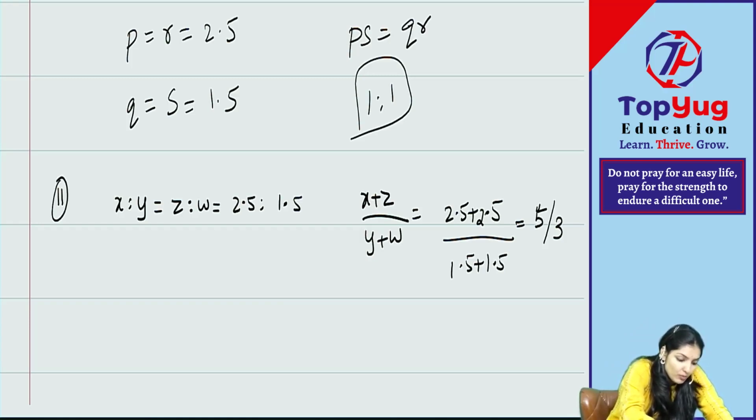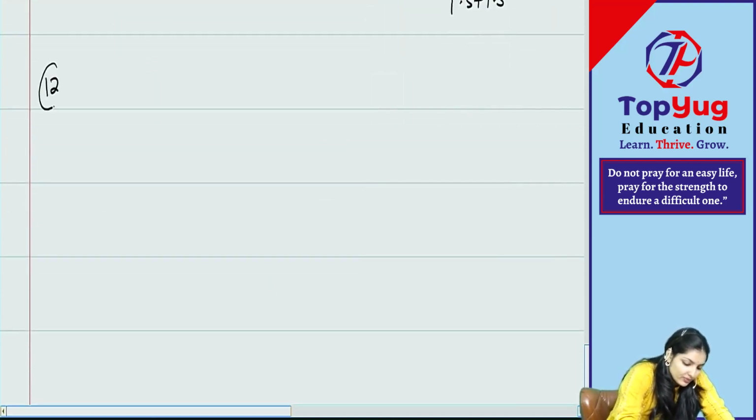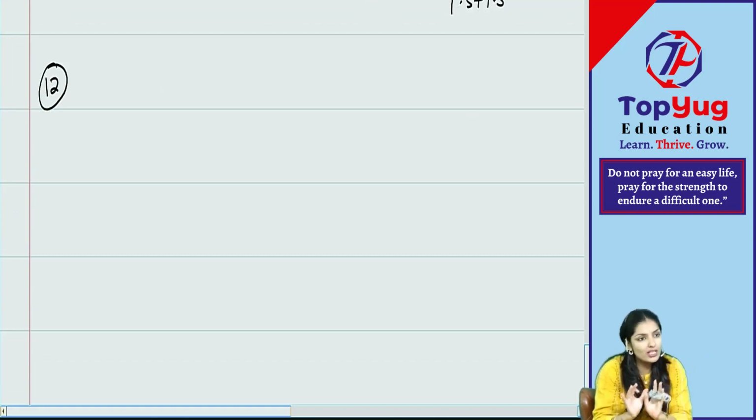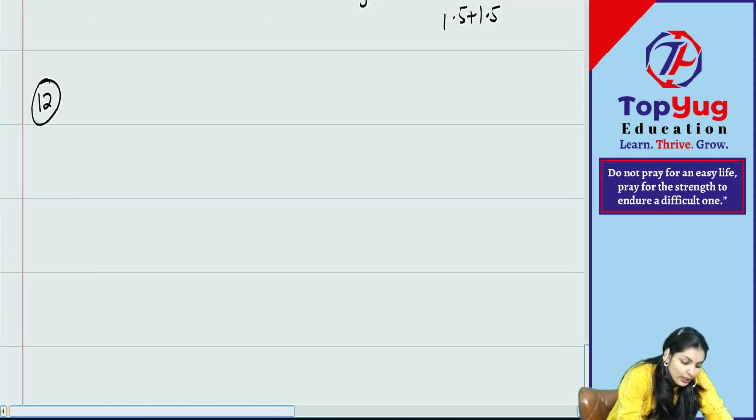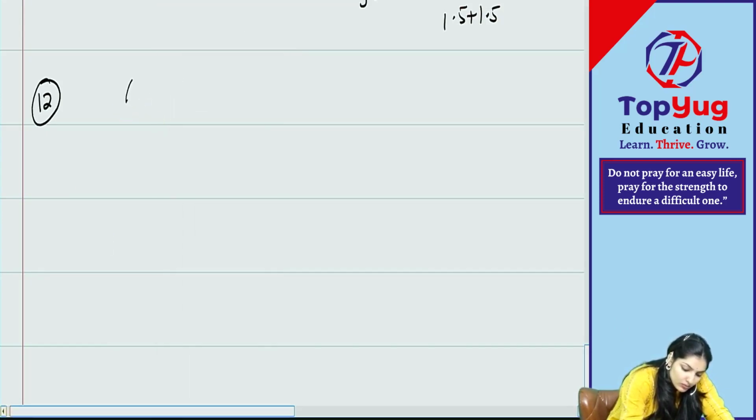We are having 30 problems. We'll do it, don't worry, we'll complete it today. See here, in mathematics, if you are thorough with the base, you can do the problems. You have to be very much thorough with the base. Now 12 to 1. 5x minus 3y. What happened to this? In 1 minute. So 5x minus 3y divided by 5y minus 3x is equal to 3 by 4.